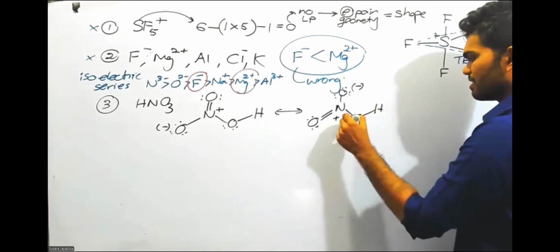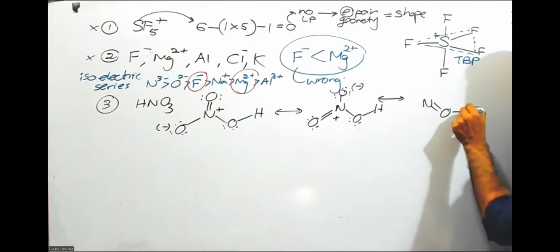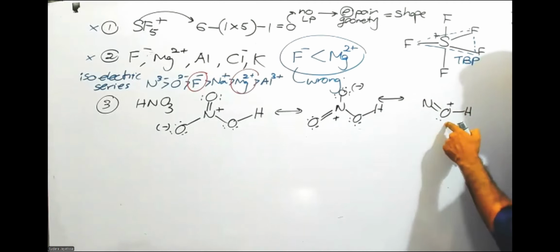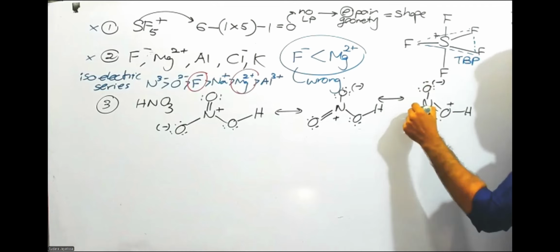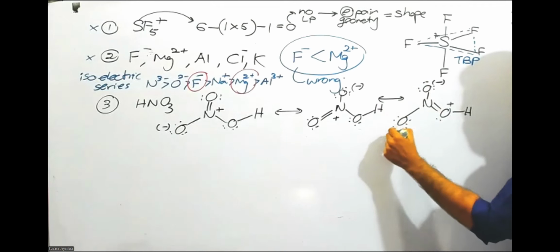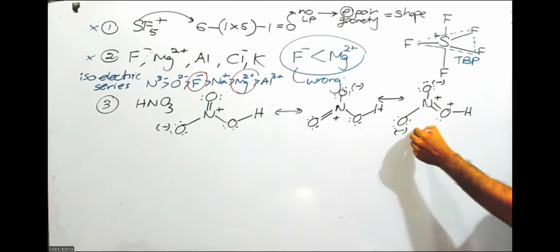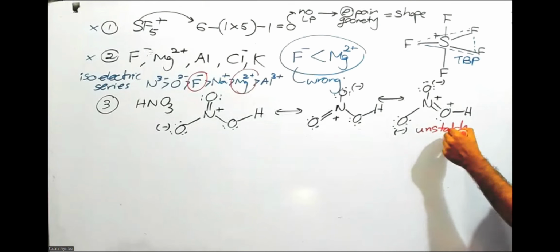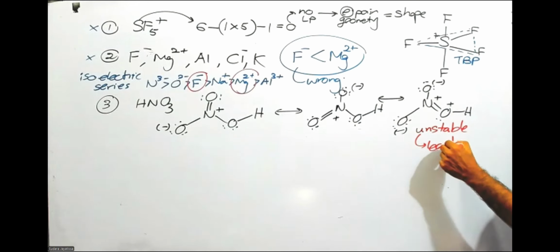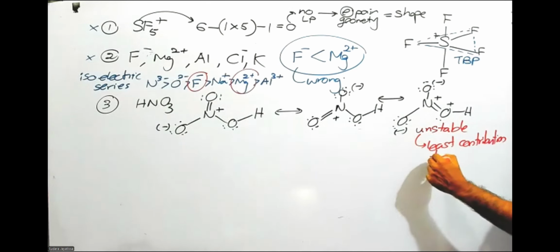Okay. Two like this, and there will be one more structure having the double bond with the hydrogen connected oxygen. And what do you think, which one is the least stable, or you can say the unstable? You go through these ones, and this is going to be the most unstable structure. Okay, it is unstable and it gives the least contribution to the hybrid.